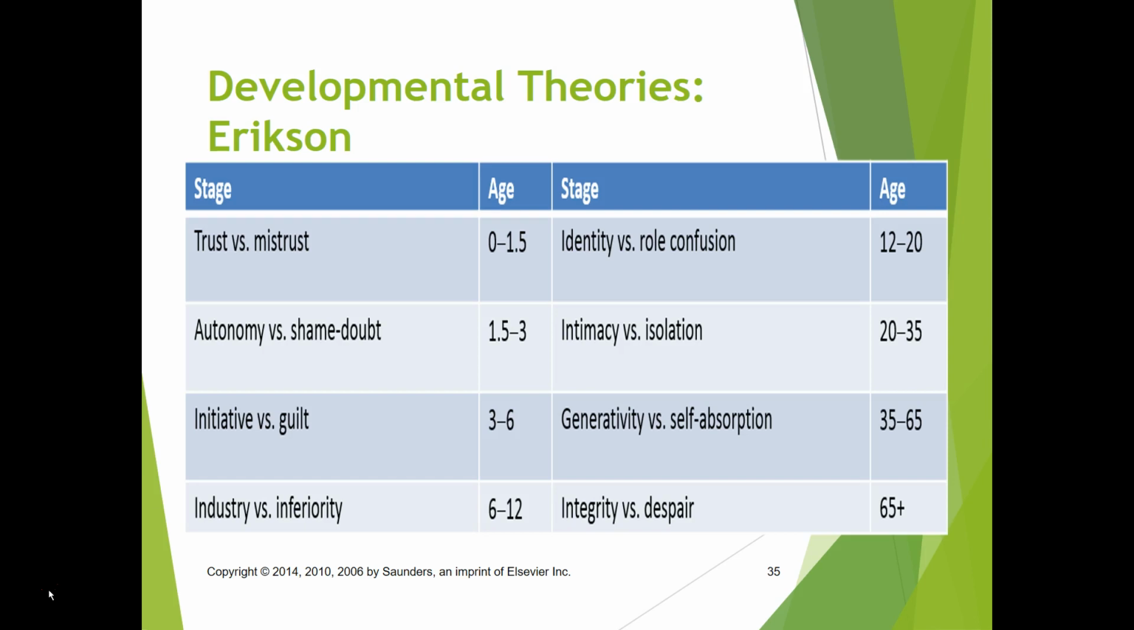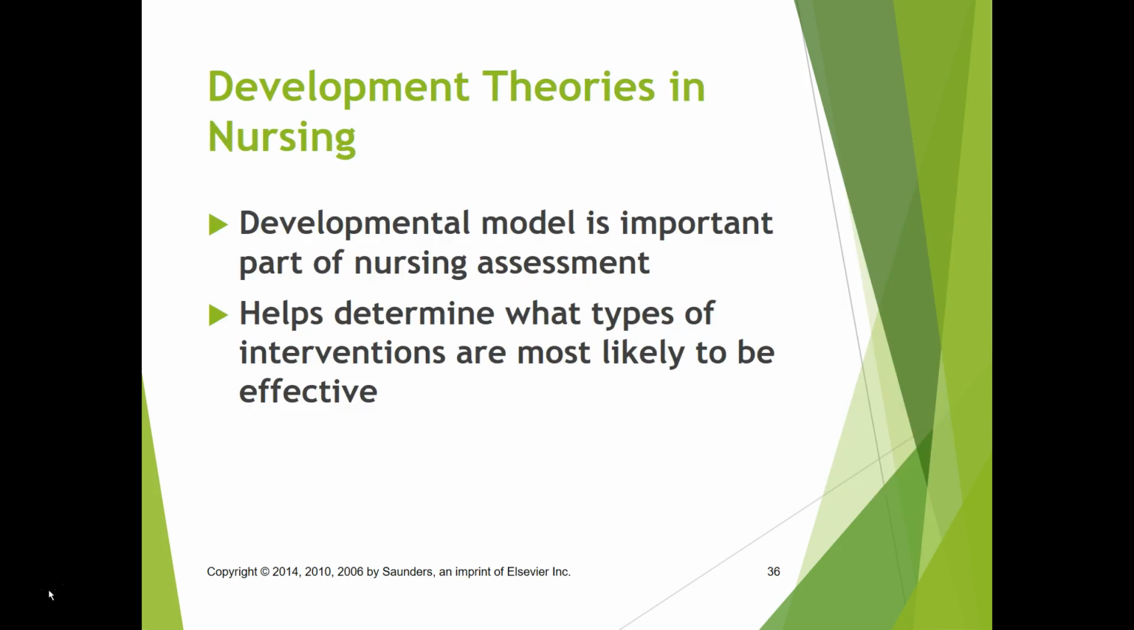They weren't able to do the identity versus role confusion on up because of their mental illness, depending on what age they were when they became ill. So if they were ill as a young teenager, then perhaps they really haven't met too many other of their developmental roles. So that's definitely something very, very good for us to look at. And it is a very important part of our nursing assessment, and it does help us determine what types of interventions are most likely to be effective.